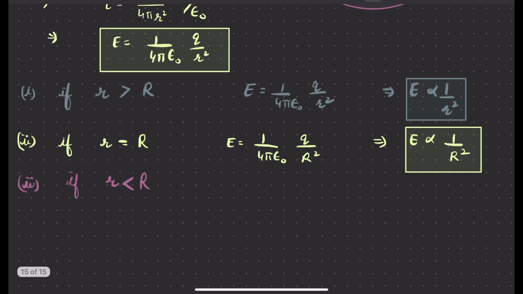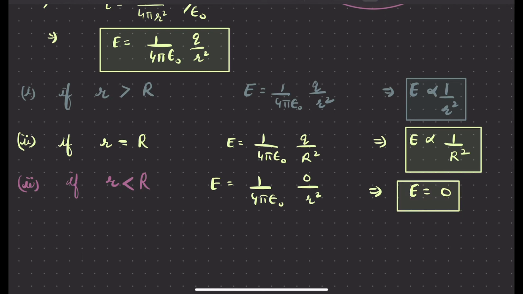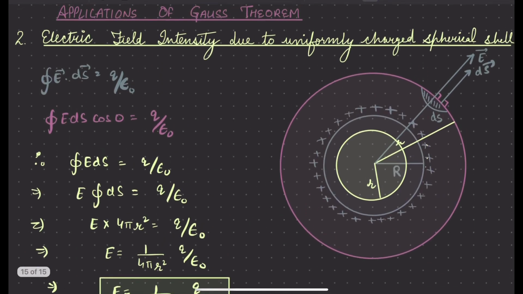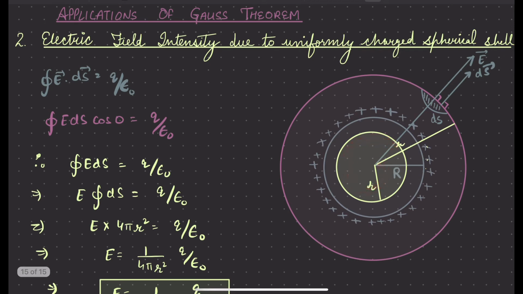Therefore in this case we have E is equal to 1 upon 4 pi epsilon naught times 0 upon r square, because no charge is enclosed by the Gaussian sphere. Therefore the electric field intensity inside the Gaussian sphere is 0, or the electric field intensity inside the charged spherical shell is 0. That is, no electric field lines exist inside the charged spherical shell.